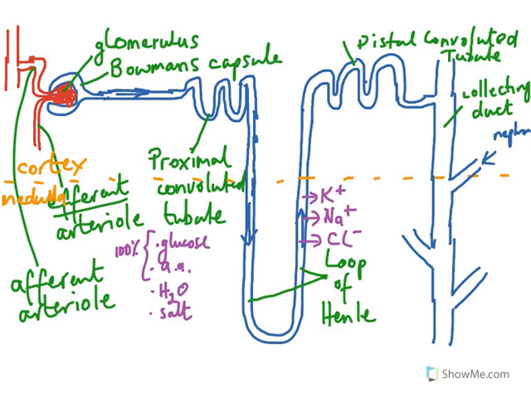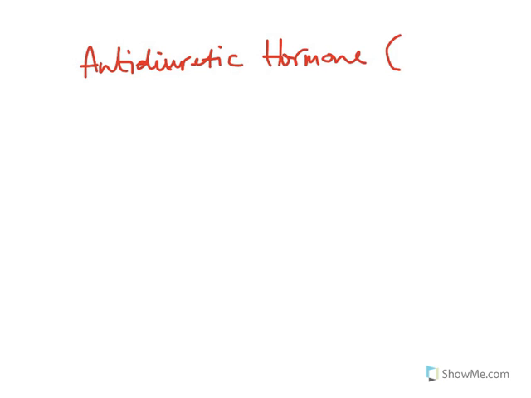Now, just to look at the end of the story, it involves this antidiuretic hormone, also known as ADH for short. ADH is produced in the pituitary gland, and it's involved in controlling whether the distal convoluted tubule and the collecting duct reabsorb water or not. So it's produced in the pituitary gland.